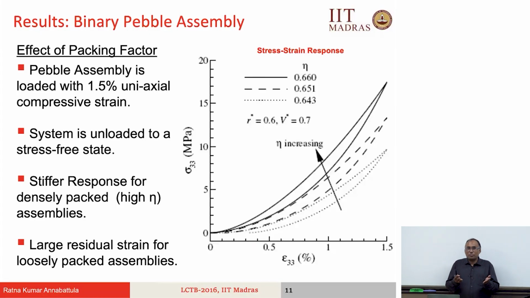If I have higher packing fraction, it cannot rearrange that much and hence the frictional dissipation is less. Since the dissipation is less, it has to come back to its original configuration. That is the reason why this one is trying to come back to its original configuration, whereas the lower one is not able to come back to its original configuration, it has stopped here. So you have large residual strain for a loosely packed assembly because there is a lot of motion.